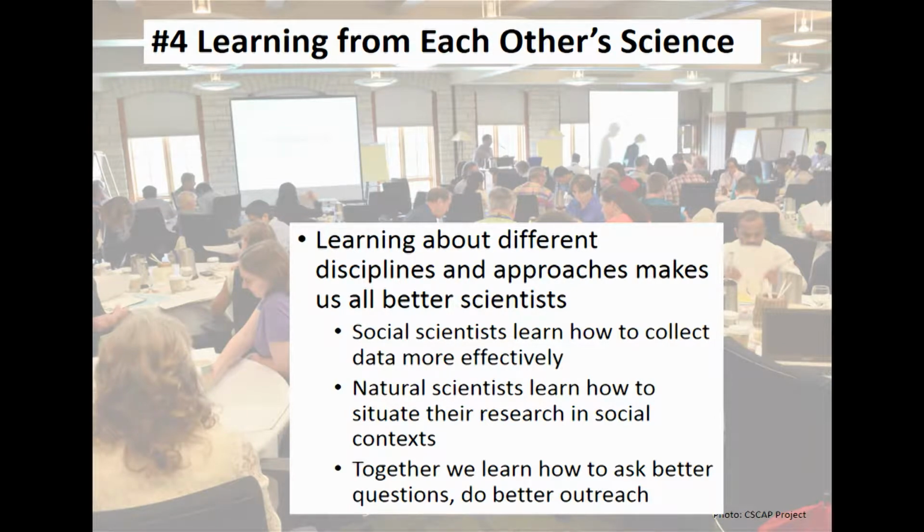What it takes to plant cover crops, to terminate them, and all these other intricacies of management, then we can develop really good questions for our surveys together. And on the flip side, natural scientists can learn how to situate their research in social context. You develop an idea on the research farm, and you learn how to think about the perspectives of farmers and other audiences on that particular technology or innovation, and you can situate that in its social context. I think that's really important. But overall, the most important thing is that together we can learn how to ask better research questions and how to do better outreach.